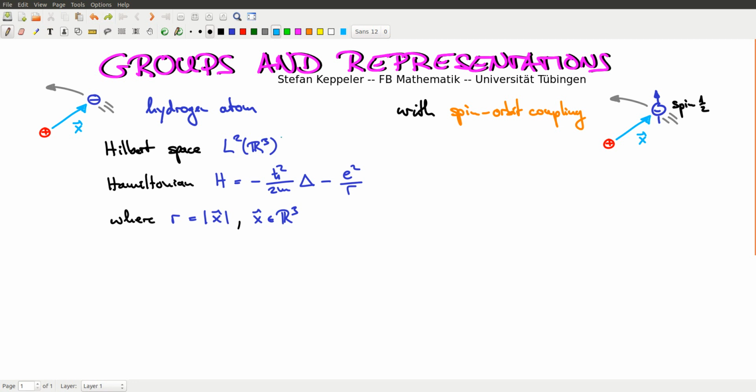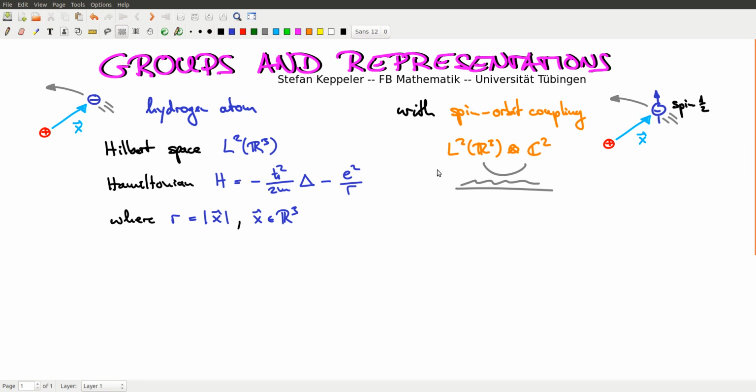And the first effect is that the Hilbert space, which was L2 of R3 for the hydrogen atom without spin, would now be L2 of R3 tensor C2. We already learned that spin 1/2 particles are described in space C2, and now for the whole system we need this tensor product here. And in the next step we will then introduce a Hamiltonian for this spin-orbit coupled hydrogen atom, which will couple the two factors.